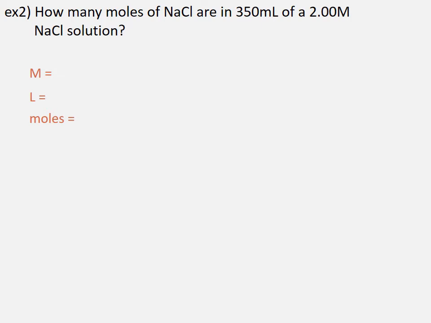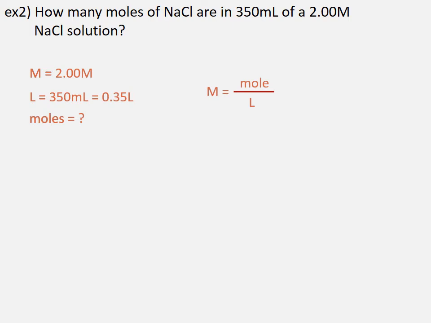Example 2. How many moles of NaCl are in 350 milliliters of a 2.00 molar NaCl solution? So molarity equals 2.00 molar. Liters, 350 milliliters, which will have to be converted to liters. 350 milliliters equals 0.35 liters. And I'm asked to find how many moles. Again, molarity equals moles over liters.